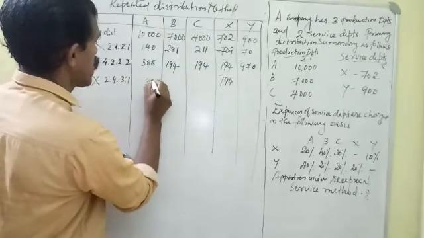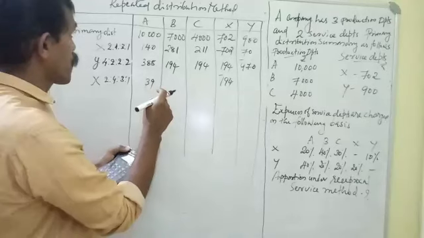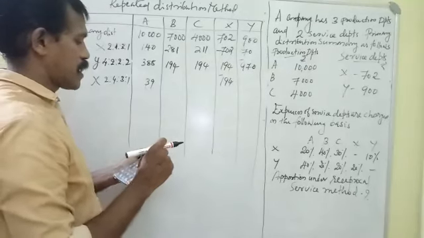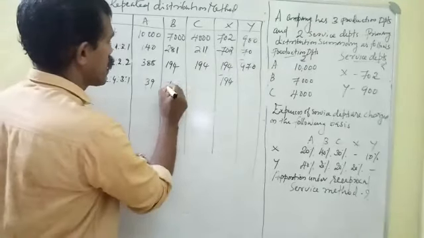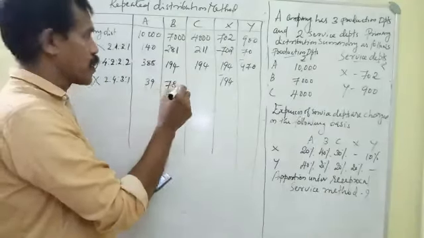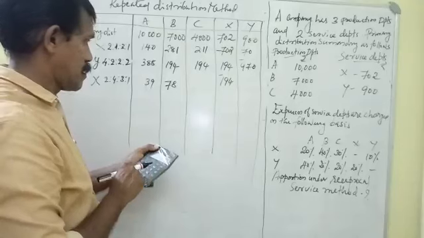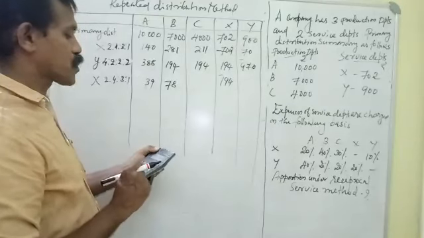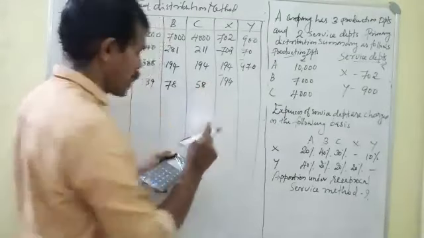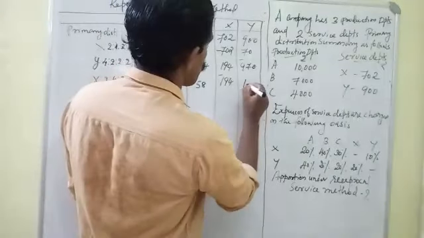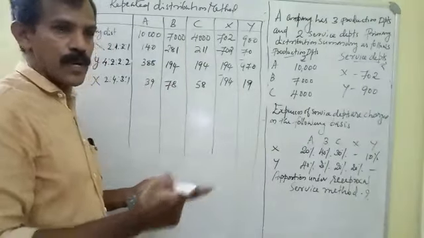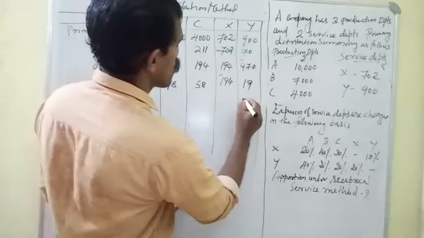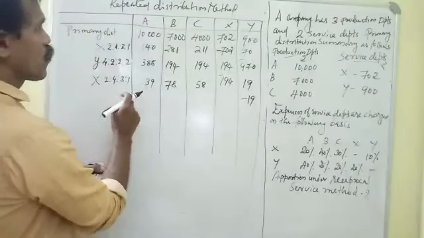I rounded it to 39 in case of A, and then it's double, 77.6. I rounded it to 78 in case of B, and then 19.4 into 3 comes to 58.2. I rounded it to 58, and then 19 to Y. Then here in the column of Y we have this 19, so we are going to distribute this 19 among all other departments.